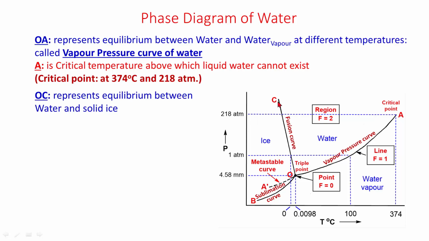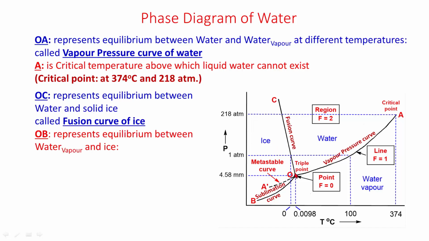Curve OC represents equilibrium between water and ice. It is called as fusion curve. Curve OB represents equilibrium between water vapor and ice. It is called as sublimation curve of ice.